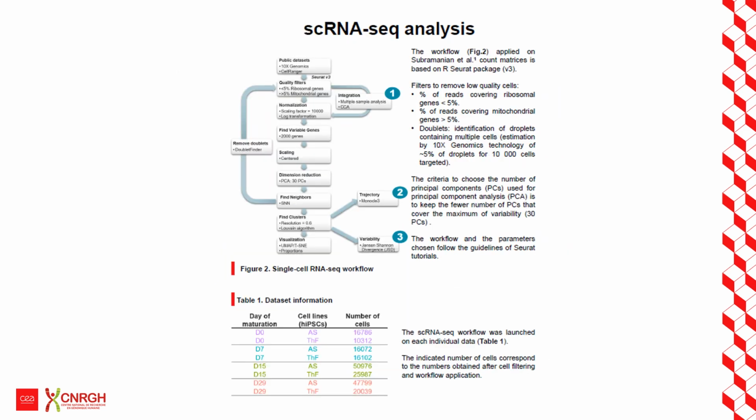From these datasets, we applied a bioinformatics workflow based on the R Seurat package. We filtered low-quality cells like doublets or degenerative cells. The single-cell RNA-seq workflow was first launched on each individual dataset. To assess the maturation of organoids, we decided to add 3 analysis steps.